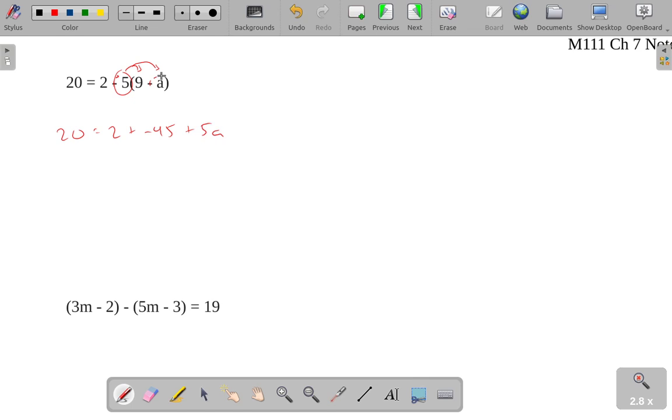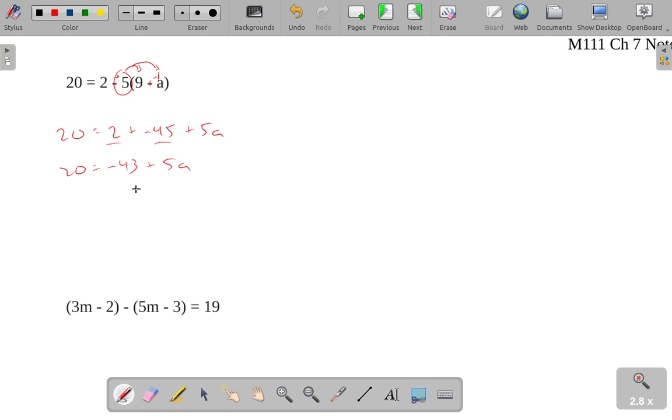I'm taking a negative times a negative. Think of that as a negative 1 if you want. Negative 5 times negative 1 is positive 5. So I end up with just a 5a there. Alright, combining like terms, we end up with a 43 here. Negative 43, I guess.